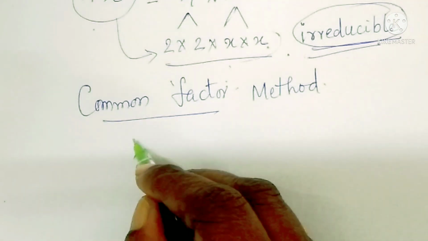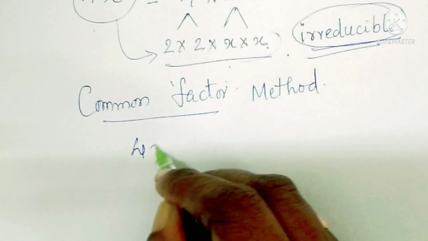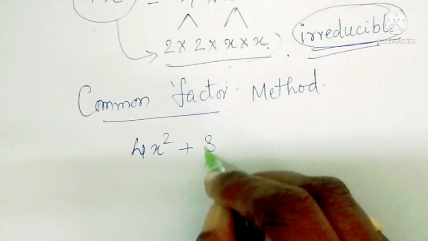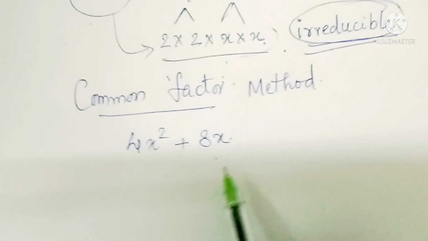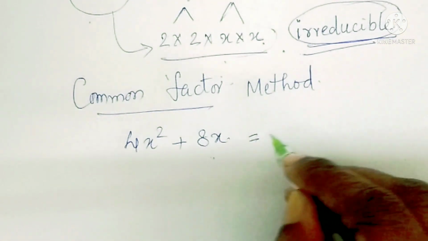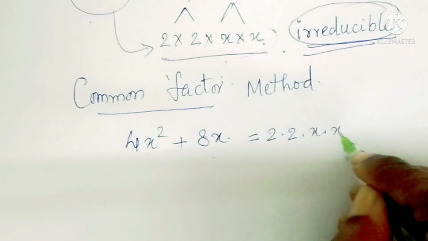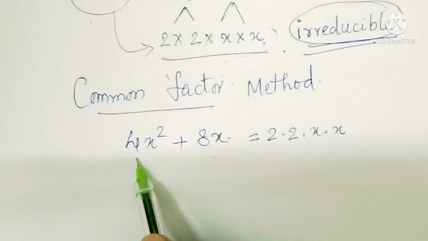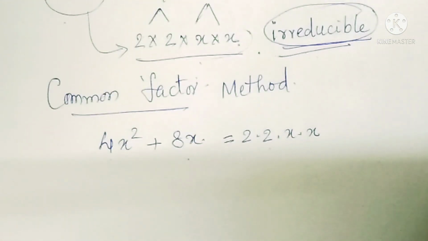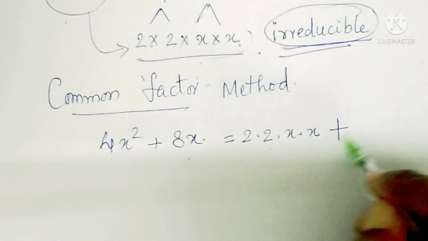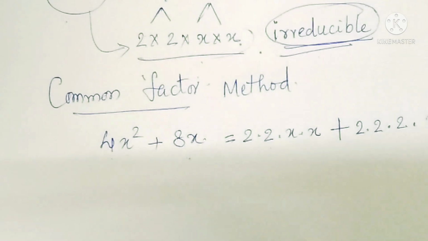So, let us see, if you have a binomial like 4x square plus 8x. It has got two terms, so it is called a binomial. Now, let us write all the factors first. 2 into 2 into x into x, that is 4x square. 4 is 2 into 2. X square is x into x. Now, 8 can be written as 2 into 2 into 2 into x.